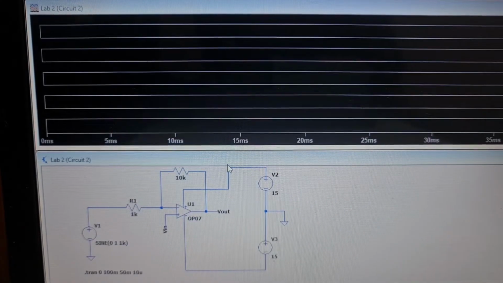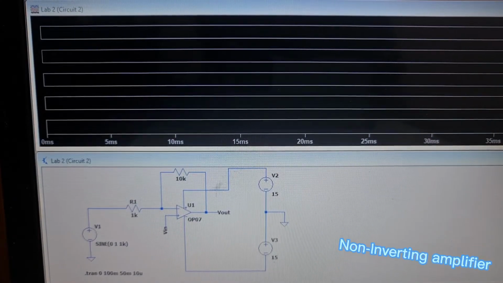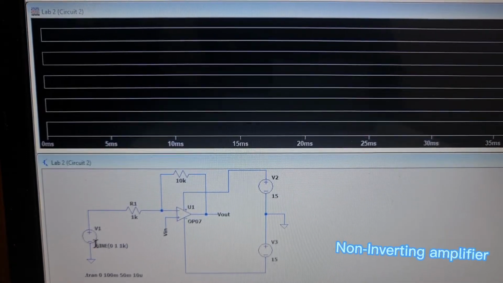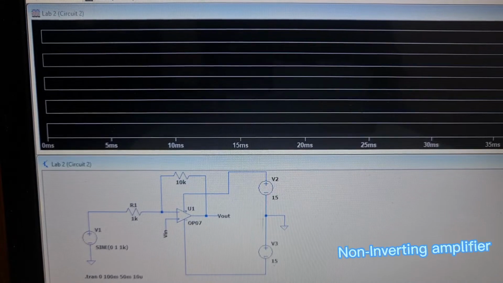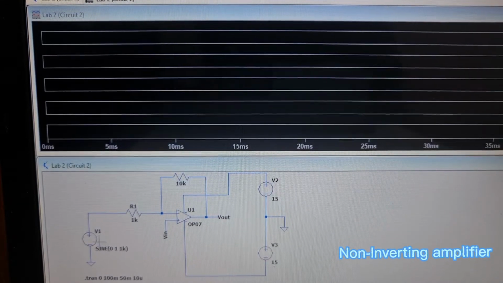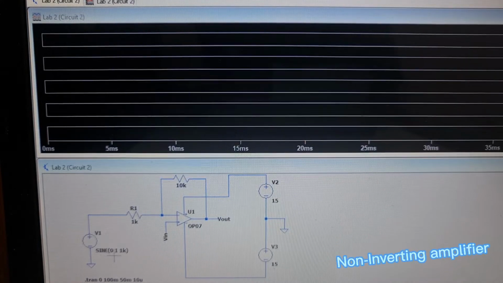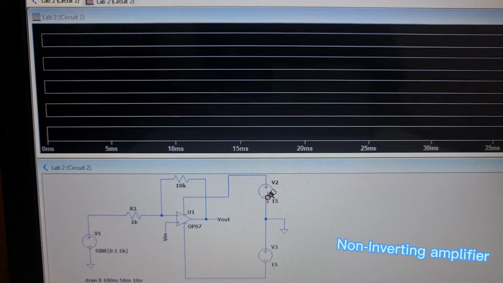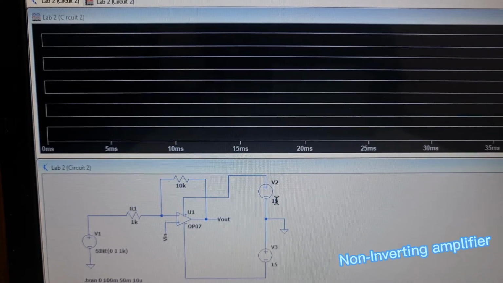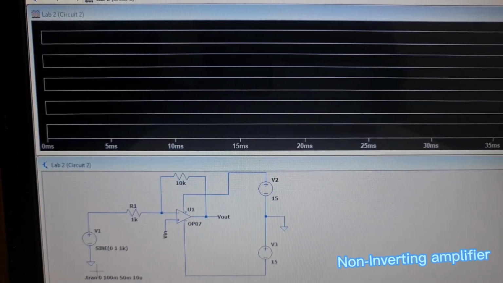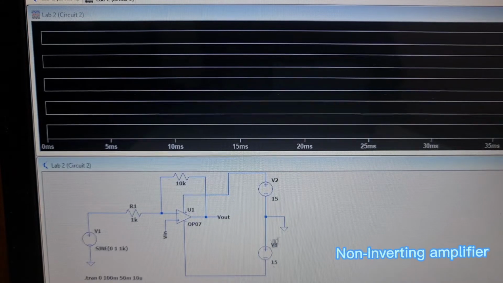Now we'll be looking at the non-inverting amplifier circuit. This circuit consists of 3 power sources as well, V1, V2 and V3. V1 is a sine based power source, which has the value of 0, 1 and 1k. V2 has 15 volt and V3 has 15 volt as well. This circuit consists of 2 grounds.